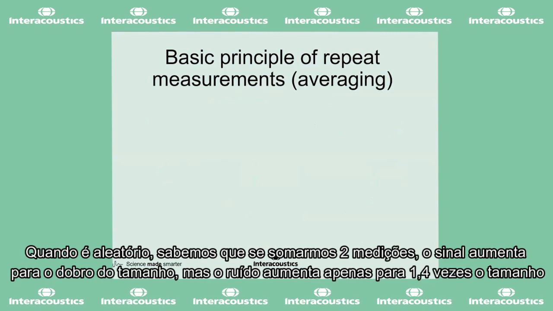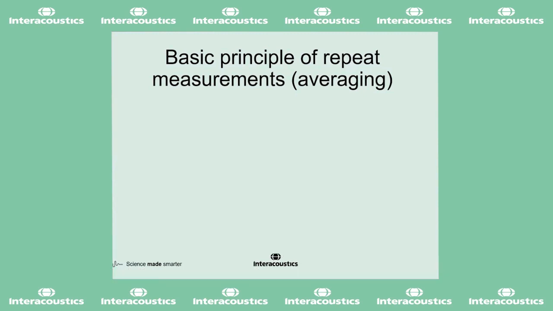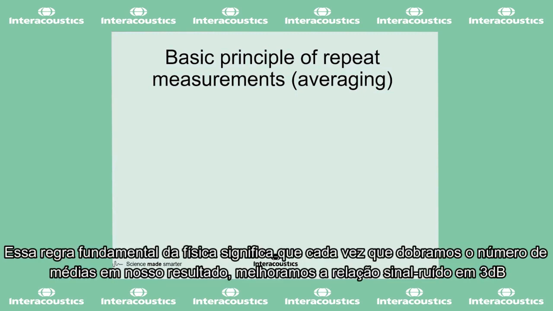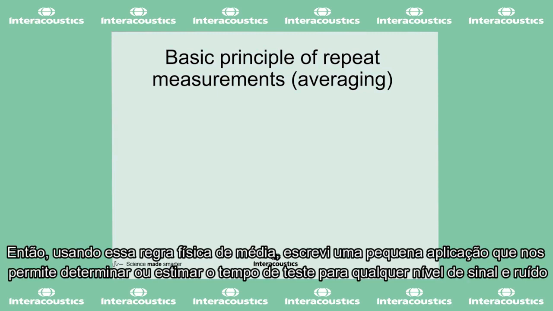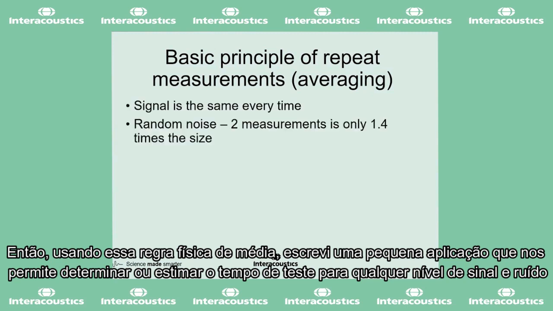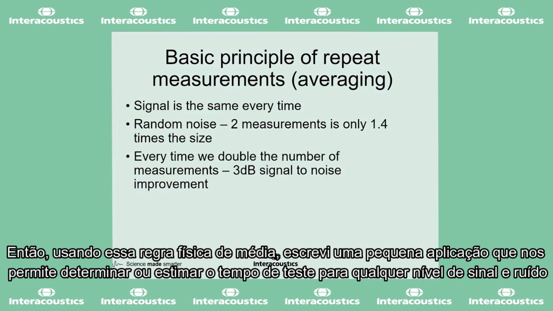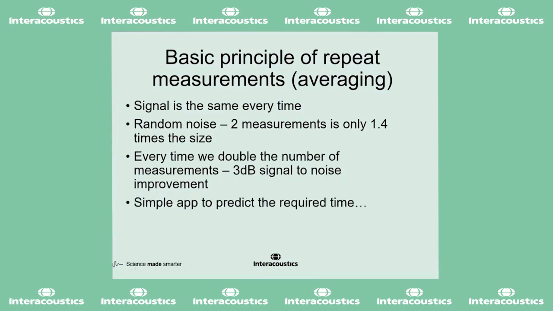So when it's random, we know that if we add two measurements together, the signal grows to twice the size, but the noise only grows to 1.4 times the size. So this fundamental rule of physics means that each time we double the number of averages in our result, we improve the signal-to-noise ratio by 3 decibels. So using this physical rule of averaging, I've written a little application which allows us to determine or estimate the test time for any given level of signal and noise.